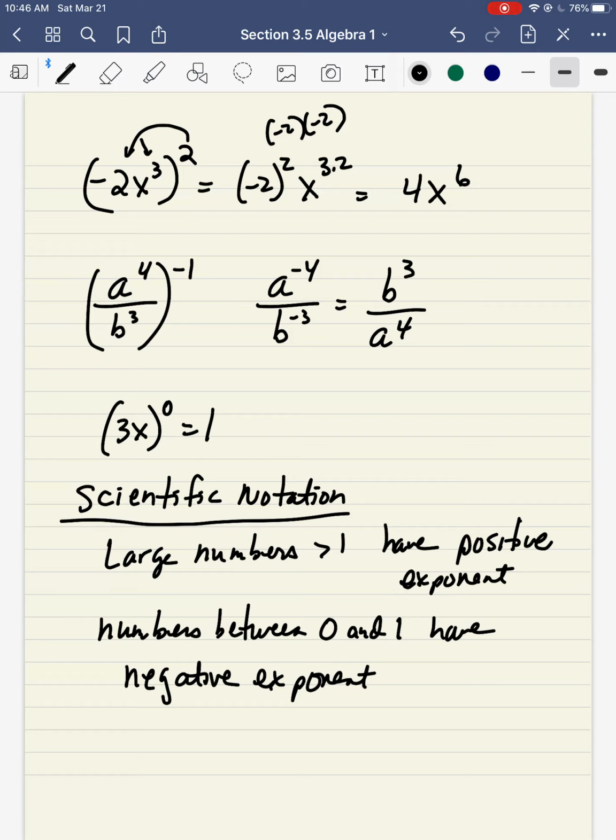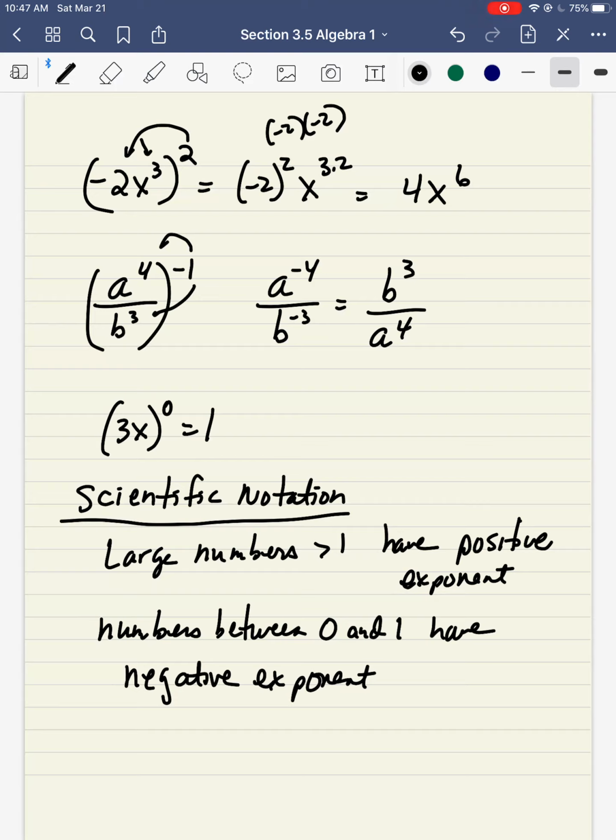A to the 4th over b to the 3rd, raised to the minus 1. Here, the bases are not the same, so you cannot divide these out, but you can distribute the negative 1 to the exponents. So this becomes a to the minus 4, b to the minus 3. But since these are negative exponents, and I have 2 negative exponents, I can switch the positions.